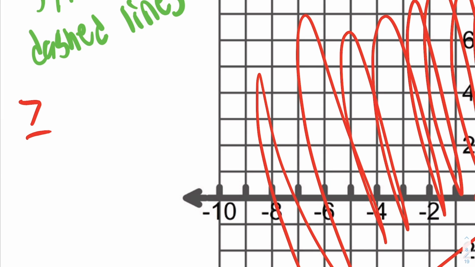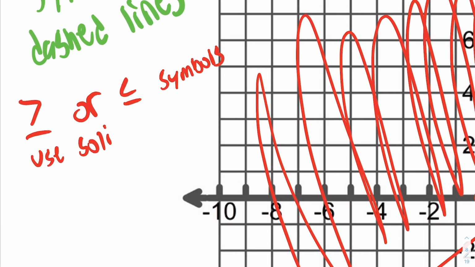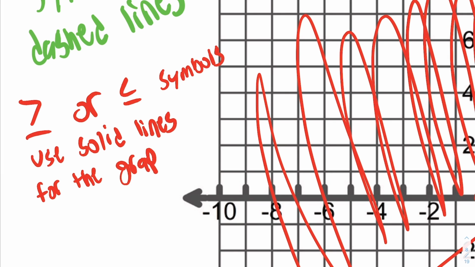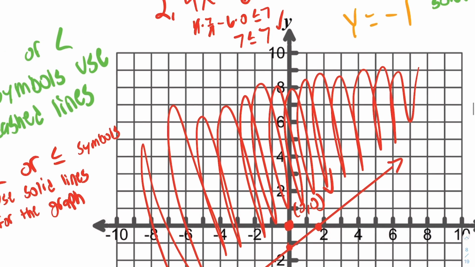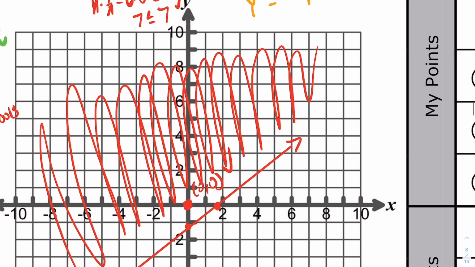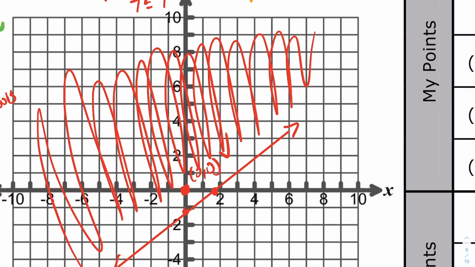When you have greater than or equal to signs or less than or equal to signs, use a solid line when graphing. If it's not equal to, then you use a dashed line. If it could be equal to, you use a solid line. You determine which side of the graph to shade, which side are the actual solutions, by checking a test point.